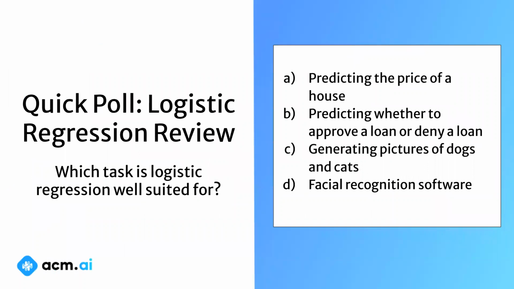Just putting it all together, the question here is: what task is logistic regression best suited for? Predicting the house price, predicting whether to approve or deny a loan, generating pictures of dogs and cats, or facial recognition?